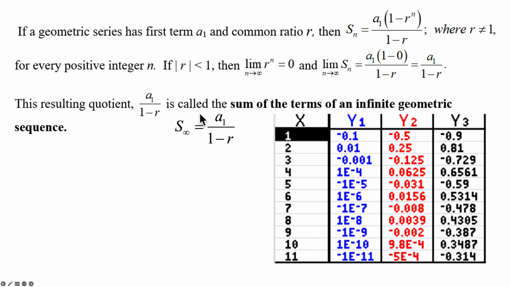So anytime you have an infinite series, S sub infinity is equal to a sub 1 over 1 minus r. So if you see a summation symbol with infinity, we want to use this formula.